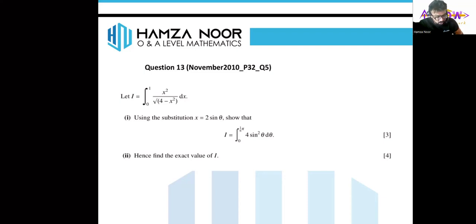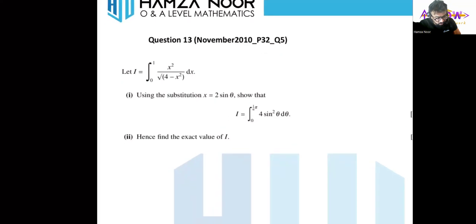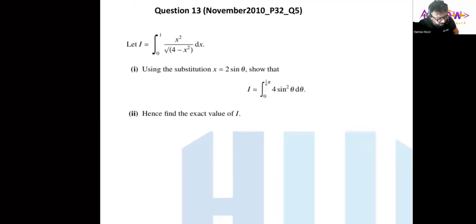Okay, so first things first, what we have is the substitution x equals 2 sine theta. And we need to convert this integral in terms of theta. So this essentially means that in place of dx, we need some expression in terms of d theta. For that purpose, we are going to use this substitution x equals 2 sine theta, and we are going to differentiate it.